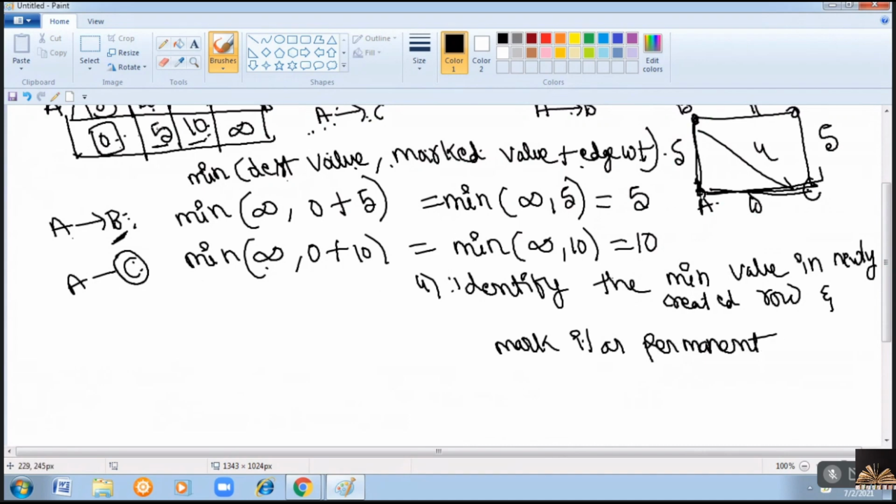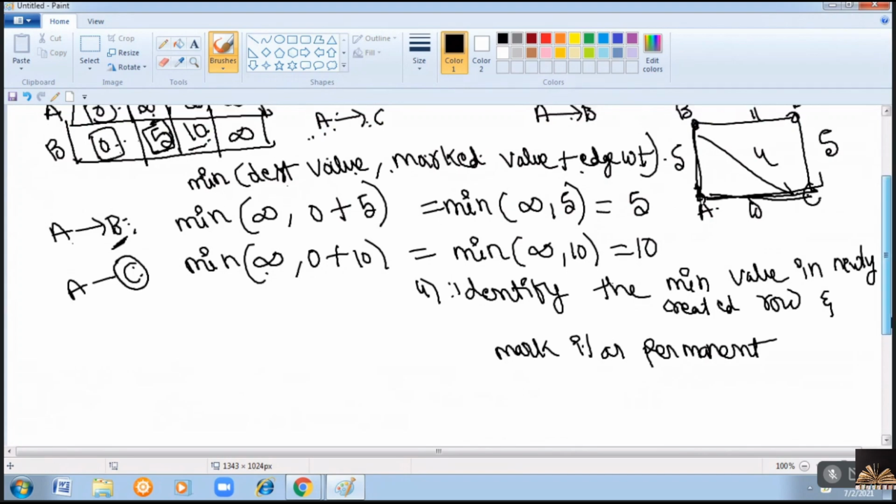So among 5 and 10, which is minimum? 5 is minimum, so 5 should be marked as permanent. 5 means with respect to the vertex B. So here your second row will be B. Is it clear up to here? Have you understood?